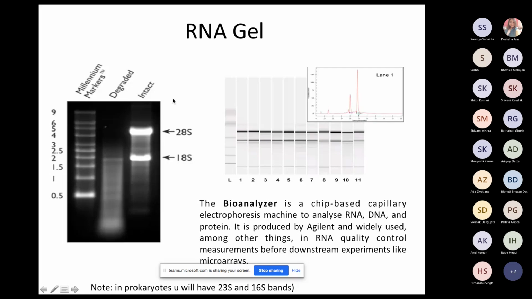So when I run it on a gel, and if I'm able to see these two strong bands and a very light smear at the back, I'm sure that my RNA quality is good. But if I'm not able to see these two bands, I'm sure that my RNA is heavily degraded. Even more degraded would be if you find everything at the base. It means that your RNA is completely degraded and you have to isolate it again.